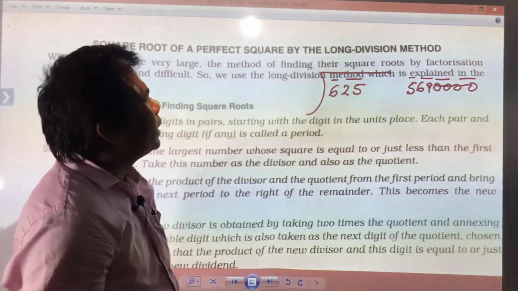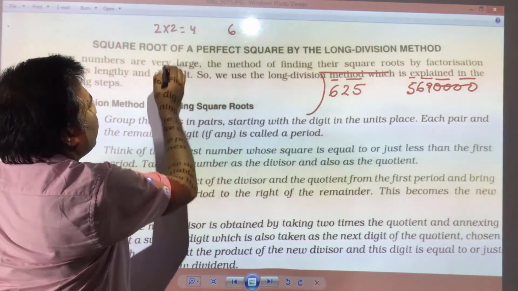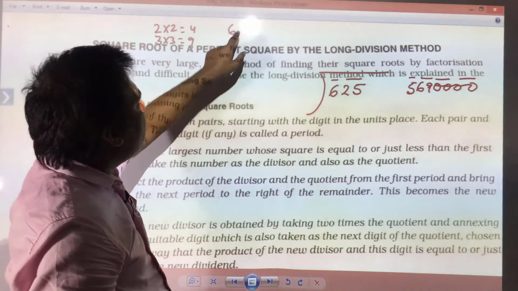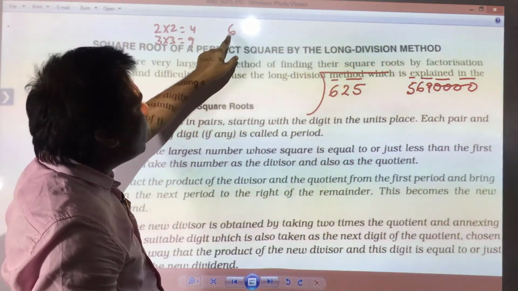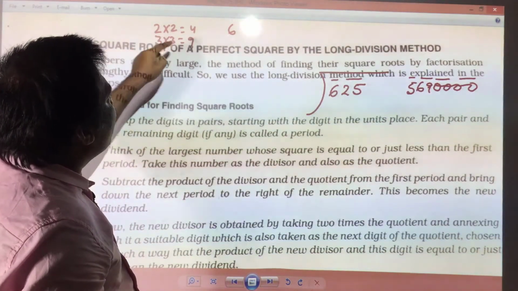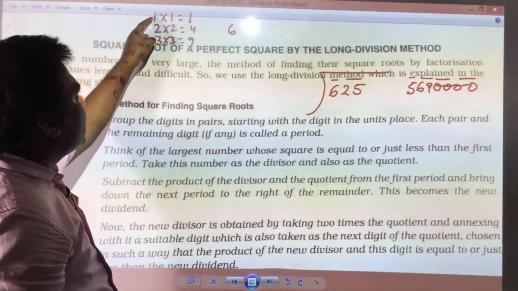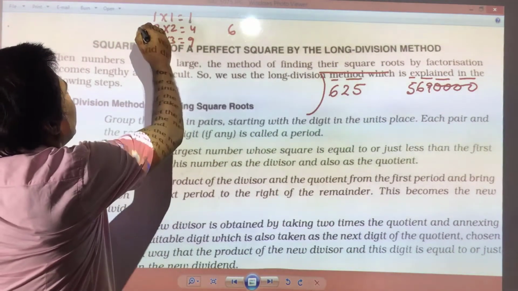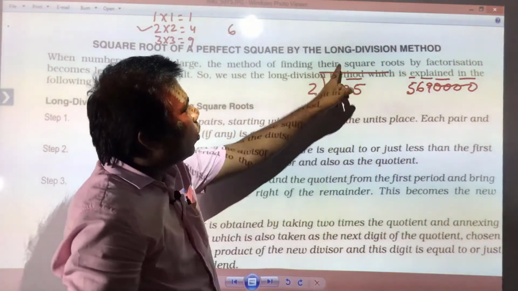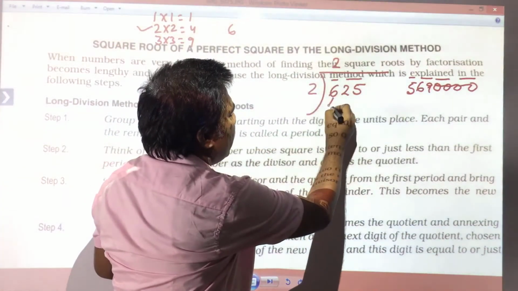Suppose you have 6. If you multiply 2 into 2, you get 4. If you multiply 3 into 3, you get 9. So, either we should get 6 or something just below 6. Which number should we take? We should take 2, because 3 will be bigger and 1 will be very small; 1 into 1 is 1. So, we will take 2. We write 2 in place of the divisor and also 2 in the quotient. So, 2 times 2 is 4.